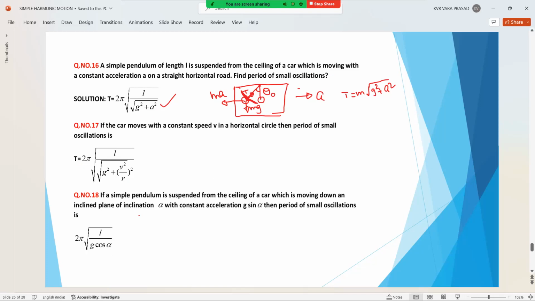Next one. If a simple pendulum is suspended from the ceiling of a car which is moving down an inclined plane of inclination alpha with a constant acceleration g sine alpha, then the period of small oscillations is 2 pi root of L by g cos alpha. See how it is.